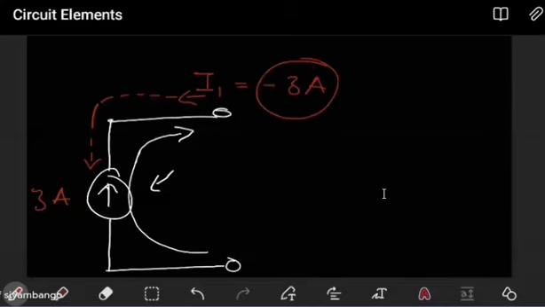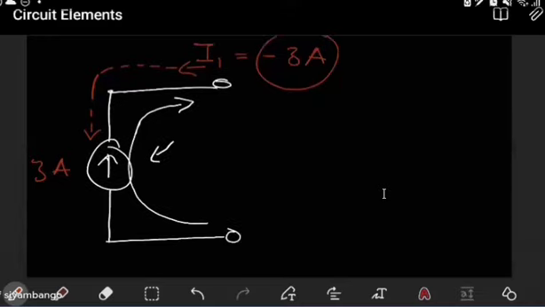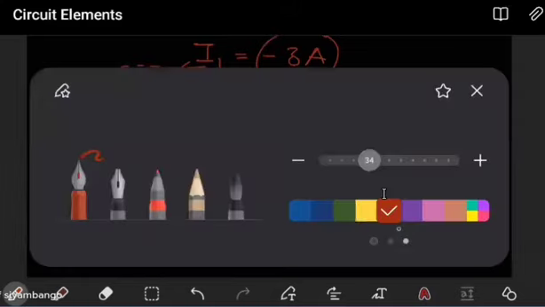But for now, we're just introducing these circuit elements. So let's move on to the dependent and independent form of these circuits. Any questions before we move to that?